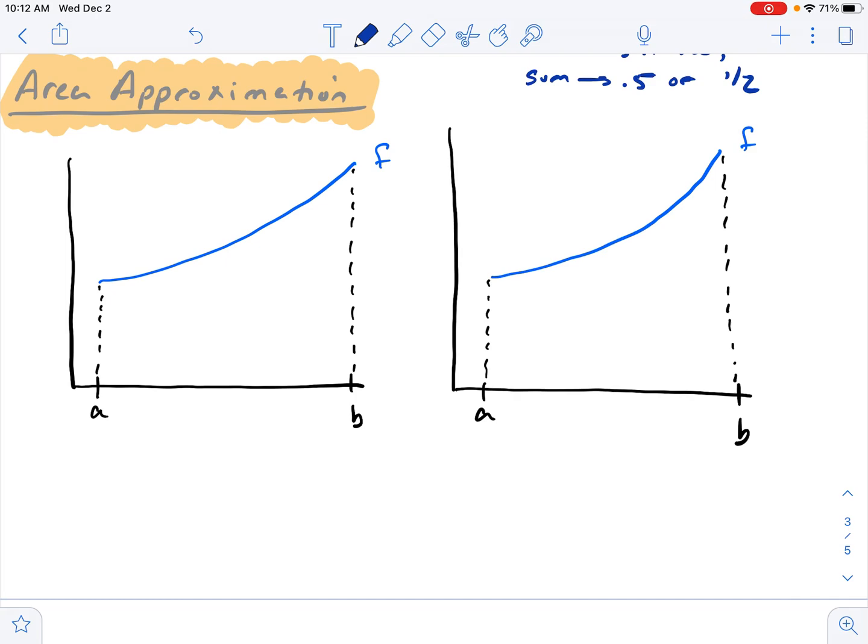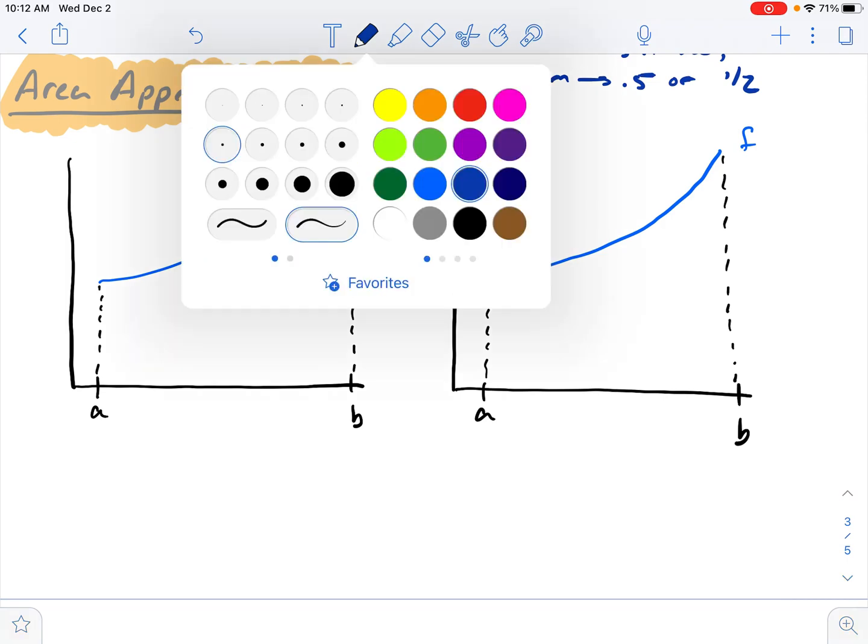Okay, area approximation. Let's suppose we have some function f that is continuous on the interval [a, b]. And for now, we're going to deal with functions that are strictly positive, meaning they lie above the x-axis. We want to figure out what is the area underneath the curve and above the x-axis. That's what we're looking for here. And what we do to do that is we do what are called rectangular approximations. And there's all different types of ways we can do this. Today, we're going to look at these things called lower and upper sums.